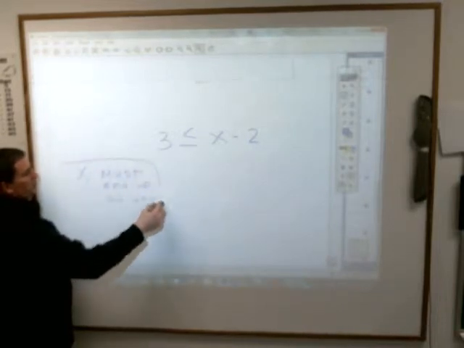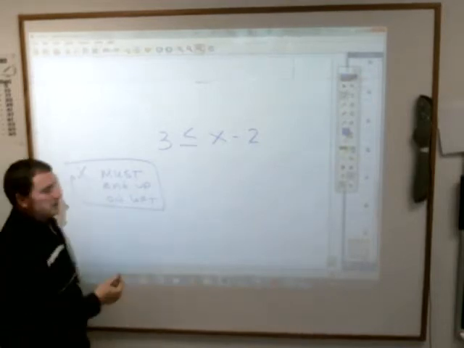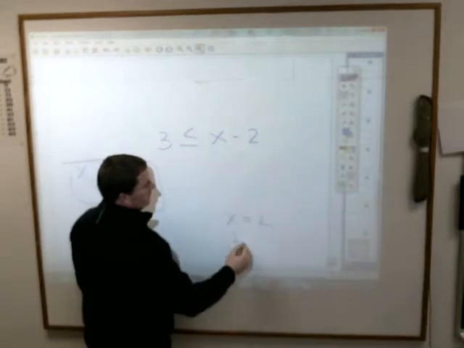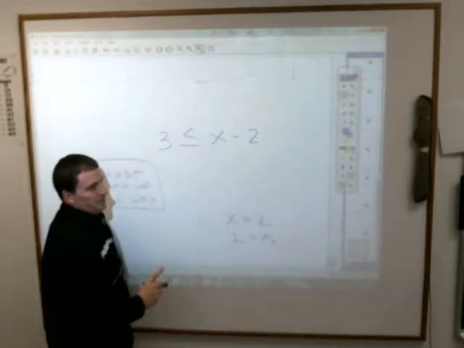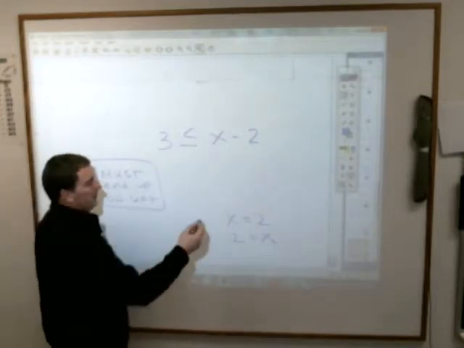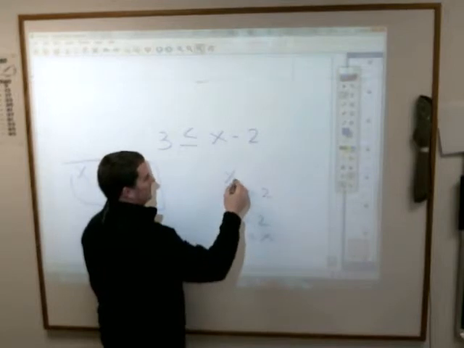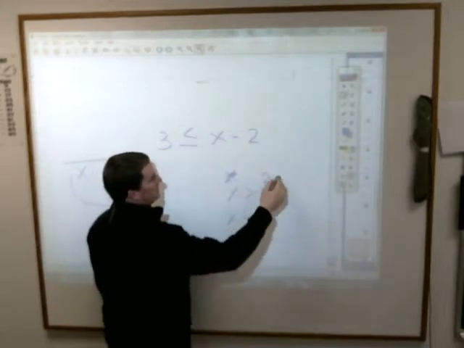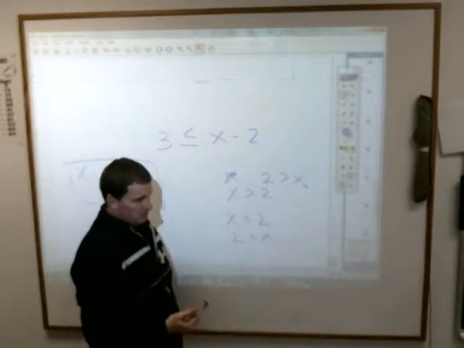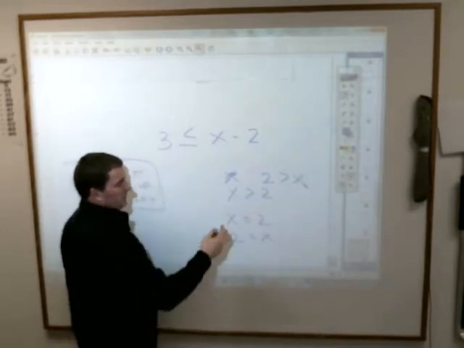Okay, that is one huge difference between that and regular equations. In regular equations, it doesn't matter if you have x equals 2 or you write it as 2 equals x, it's the same thing. Inequalities, that's not true. Because if you have x is greater than 2 and you have 2 is greater than x, they're not the same thing. You can't just do that. Okay? The fix isn't really that bad, but you can't just flip-flop them.